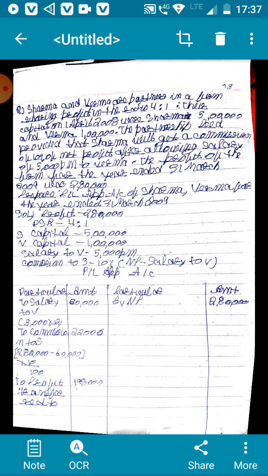The profit of the firm for the year ended 31st March 2009 was 2,80,000. Prepare the profit and loss appropriation account of Salma and Balma for the year ended 31 March 2009.